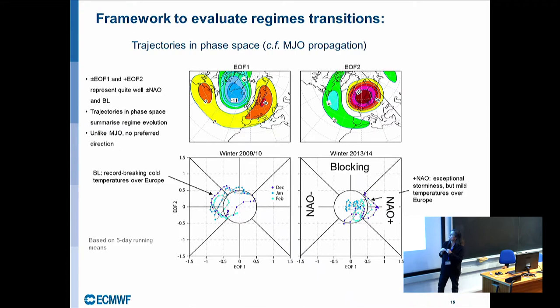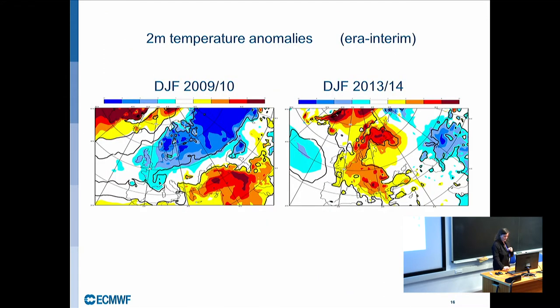And on the other side, you see the winter 2009-2010, which was a rather contrasting winter, because it was a winter in which most of the time we had a kind of Greenland blocking, so just an opposite condition, very, very cold conditions over Northern Europe. And you can see there that it was going between blocking and NAO negative. So it seems that, at least for these two particularly contrasting winters, the description in this very simple framework is effective.